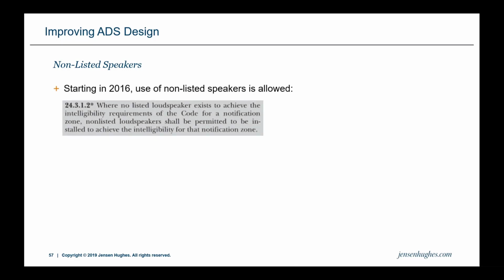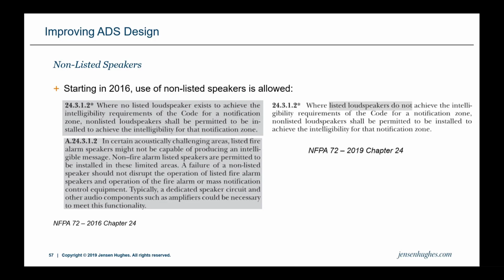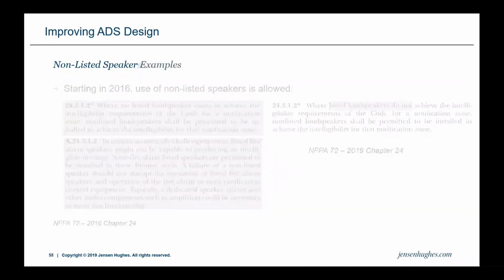The fourth suggestion is the use of non-listed speakers. So starting with the 2016 edition, the use of non-listed speakers is allowed. Now, this is an open acknowledgement of the limitation of fire alarm speakers traditionally that we've used, although the ones on the market are becoming better. The goal of this allowance is to enhance intelligibility. And really, in the 2019 edition, we changed the language a little bit to say where listed loudspeakers do not achieve the intelligibility requirements, then you can use non-listed loudspeakers.